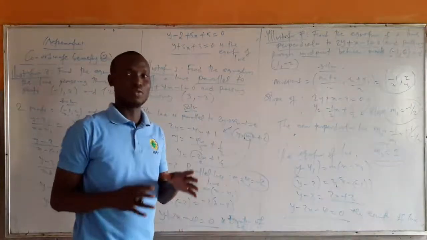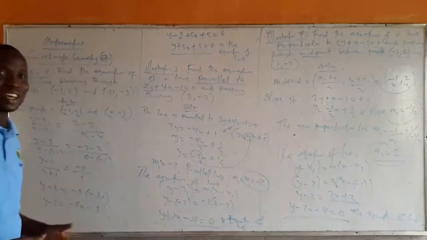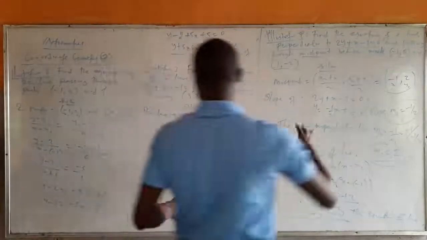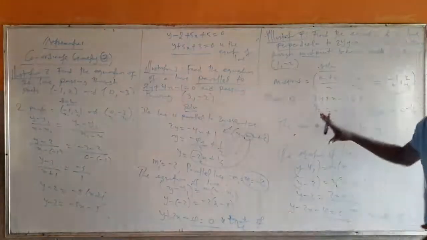So the way you get the equation of the line depends on the parameters you are given. You can see we have used several methods in obtaining the equation of the line.